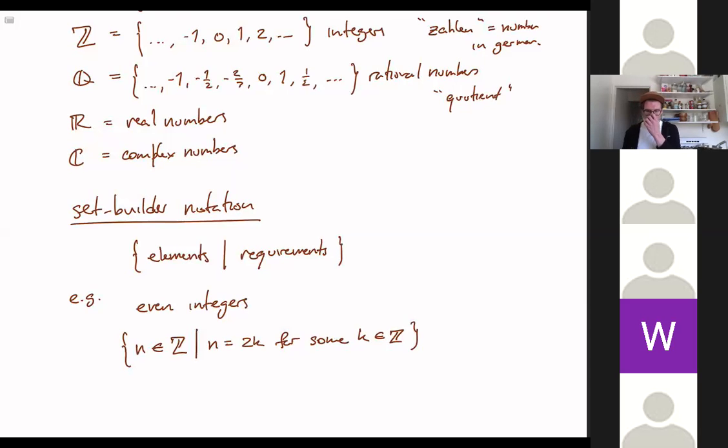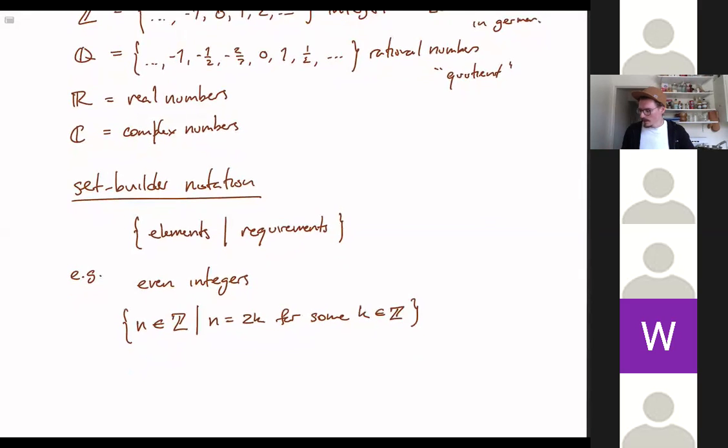So what is this saying? This is saying that the elements of the set we're defining are integers satisfying the requirement that there is an integer k where n is equal to 2 times k. So this is a lot of new notation, but if you have the notation in front of you and you sit down and unwind it, this is saying that these are the even integers.